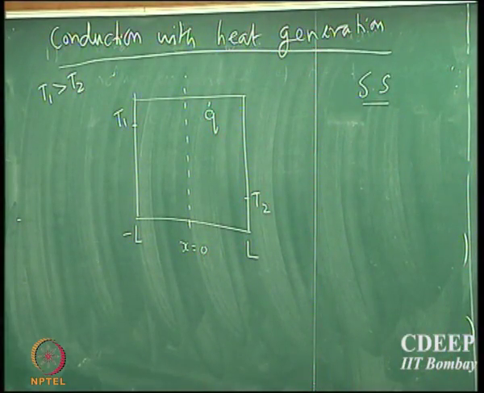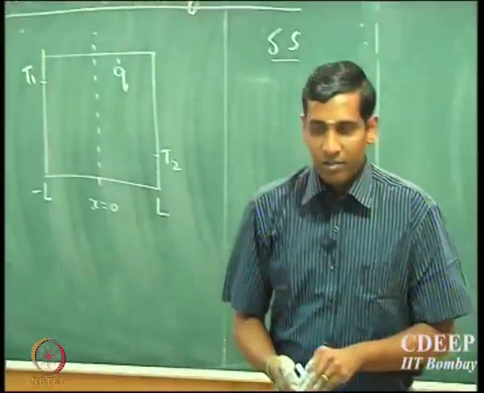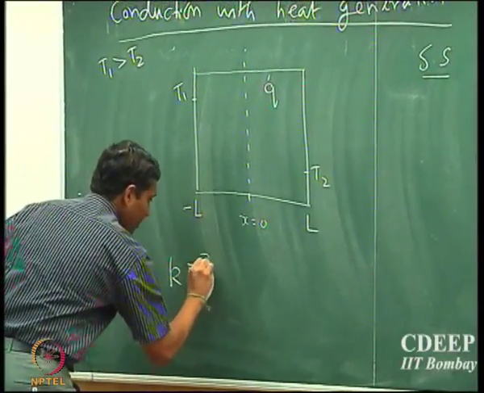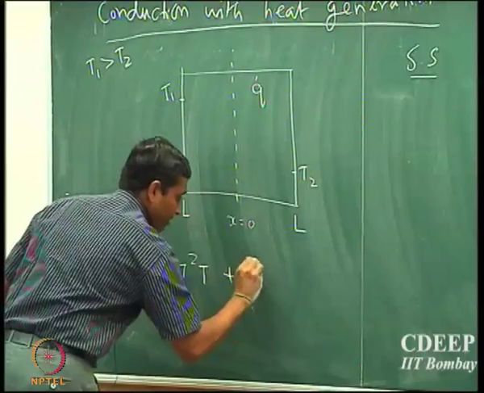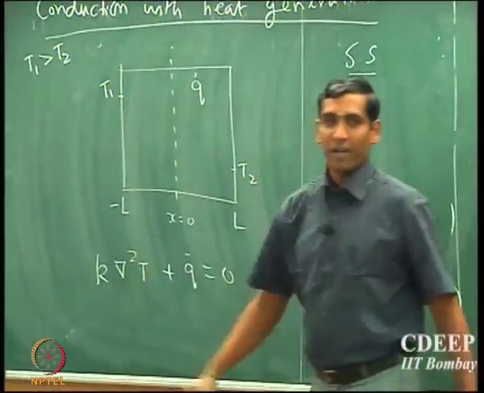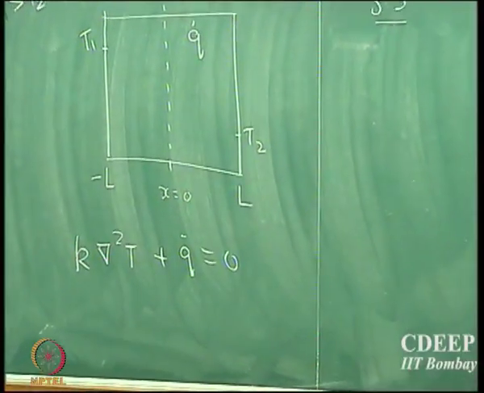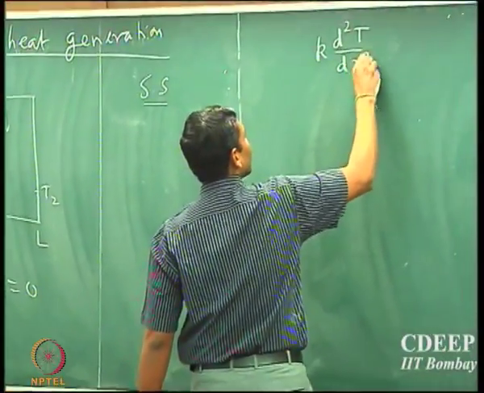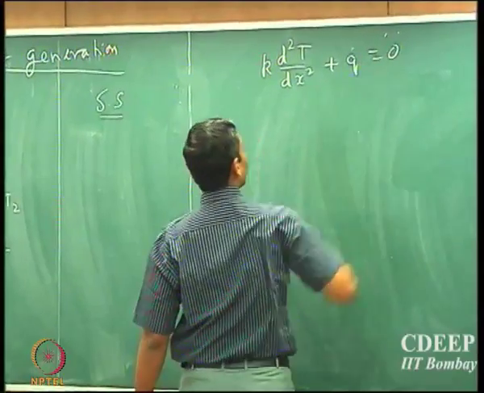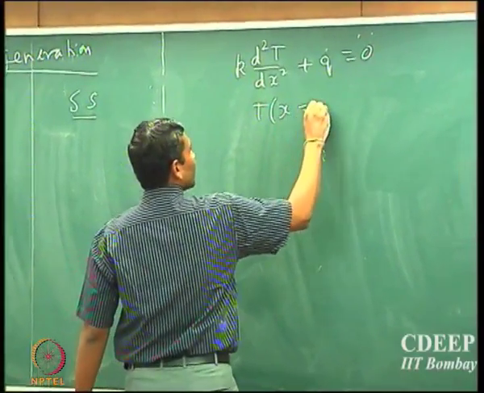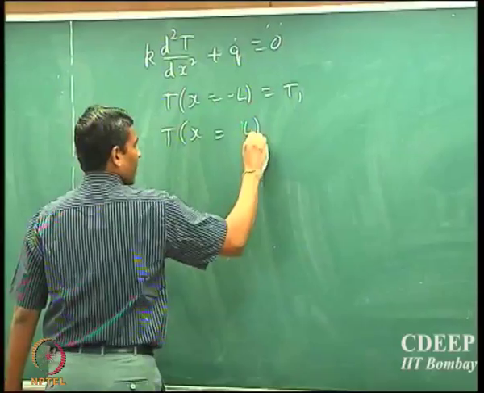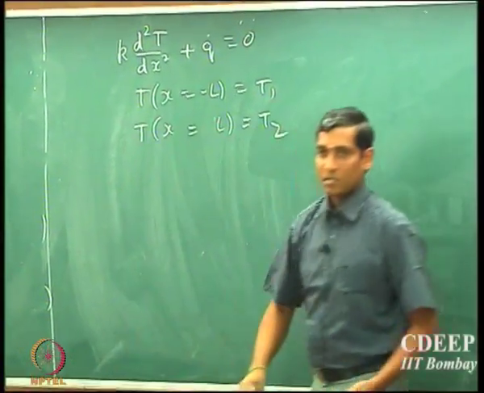Then what is the model equation? It is K del square T, the Laplacian, plus Q dot equal to 0. So we can write it as K d square T by dx square plus Q dot equal to 0, and the boundary conditions are quite trivial. T at x equal to minus L is T1 and T at x equal to plus L is T2.